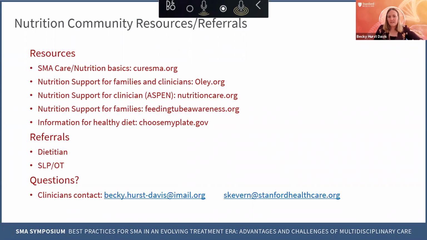That's a slightly good segue into this next question. Some parents discuss fatty liver disease and SMA. Do you think that's part of SMA or more a reflection of diet?